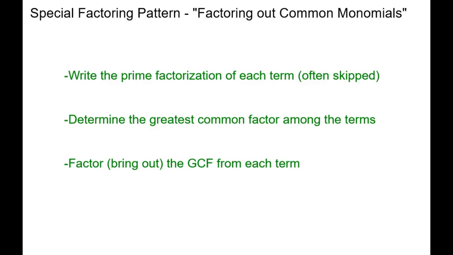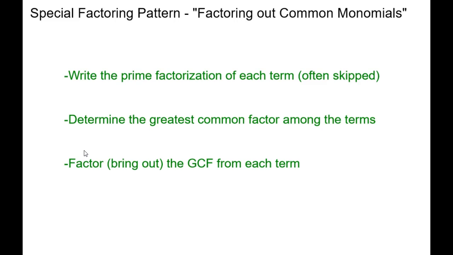To end the lesson, now we're going to go through factoring out common monomials, and there are some basic steps you need to follow when trying to use this process. The first one is to write the prime factorization for each term in your expression. As you get the hang of this process, this step is often skipped. Next, you want to determine the greatest common factor among all the terms. And then the last part is to factor or bring out that greatest common factor that you determined all the terms have.